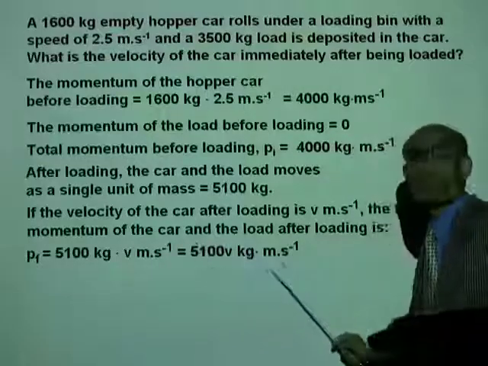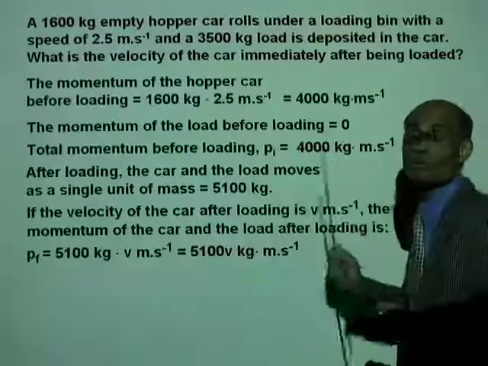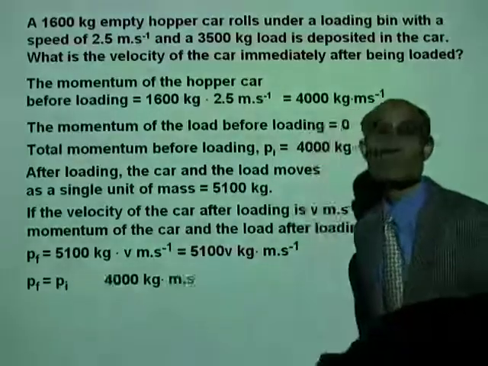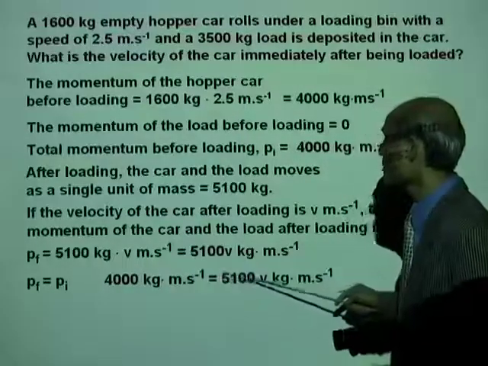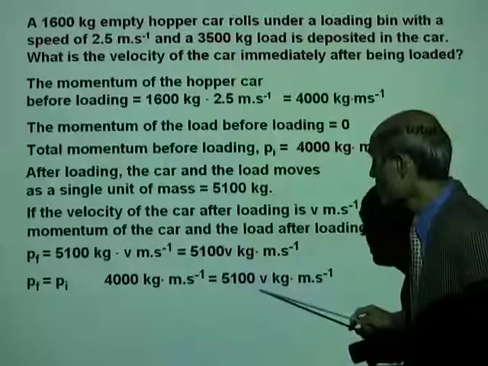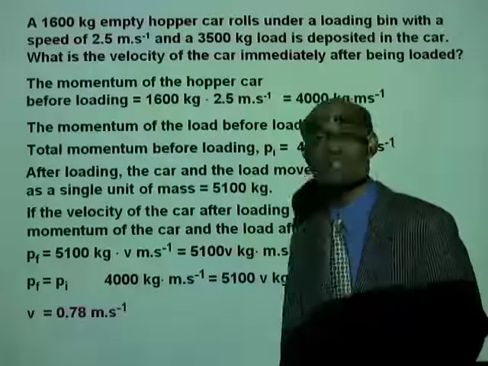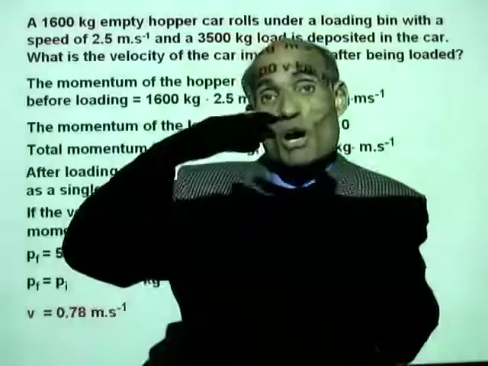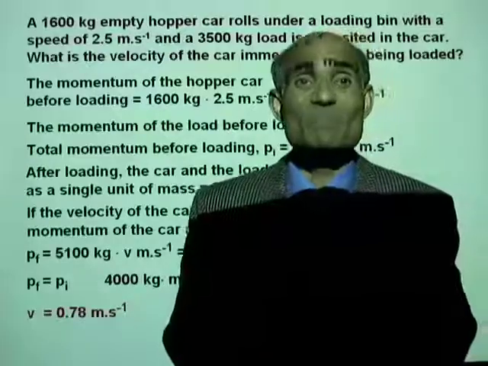Now, this total momentum of the combined system must be equal to the total momentum of the system before loading. So we have PF equal to PI, 4000 kilogram meter per second equal to 5100 V kilogram meter per second. Therefore, what is this V? V is therefore 0.78 meter per second. After loading, the hopper car and the load will move away with a speed of 0.78 meter per second.